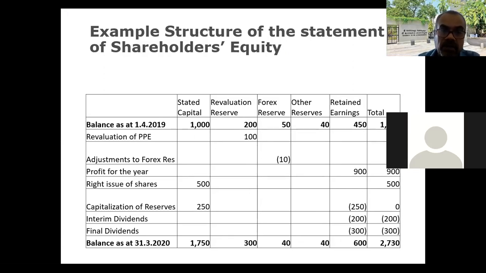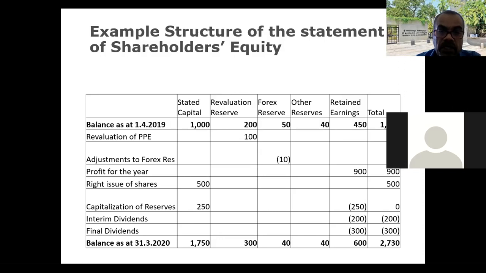Typically, a statement of changes in equity has several columns. Number one is the stated capital, then revaluation reserve, forex reserve, other reserves, retained earnings. Likewise, you can add many columns, as many as you want, according to business realities and the requirements of accounting standards. However, other than the stated capital column, all the other columns deal with reserves. Some of these reserves are realized, some are not.